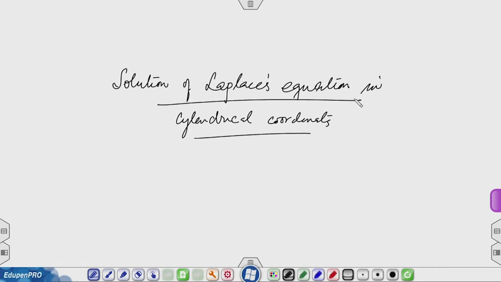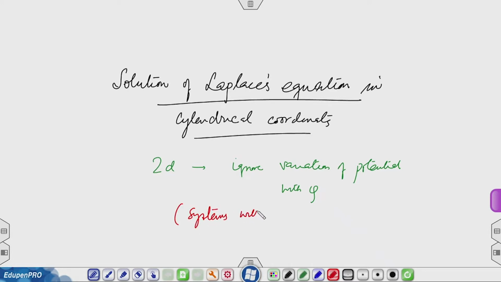Again, I will start with a discussion in 2D, and that means I will ignore, or not take into consideration, variation of potential with phi, and that is we are discussing systems with azimuthal symmetry, just like we did in the spherical polar coordinate case.